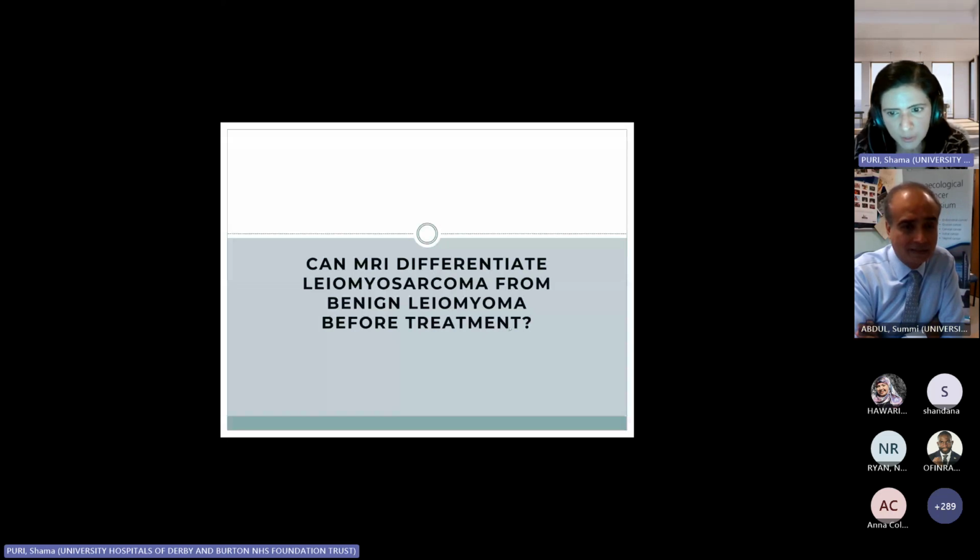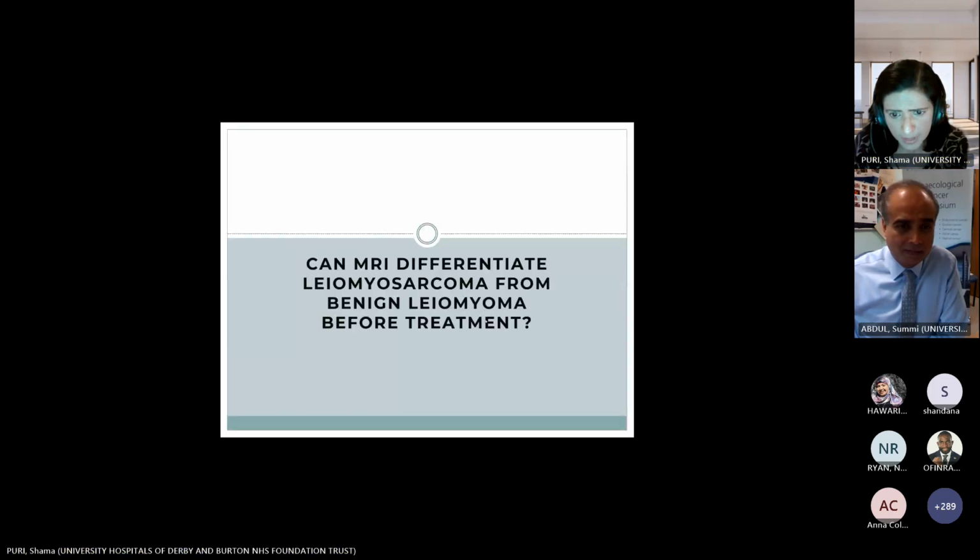Can we differentiate leiomyosarcoma from benign leiomyoma? In this part of the talk, whenever I say sarcoma, I mean leiomyosarcoma. That's the most common type. There are other rare types, which I'm not going to talk about. So there can be confusion between the two.